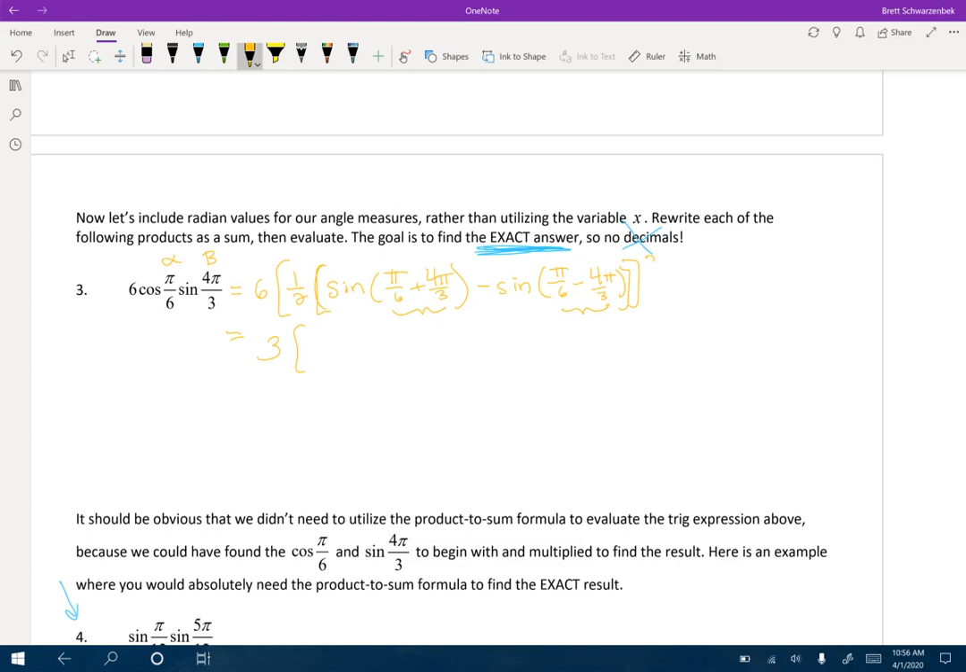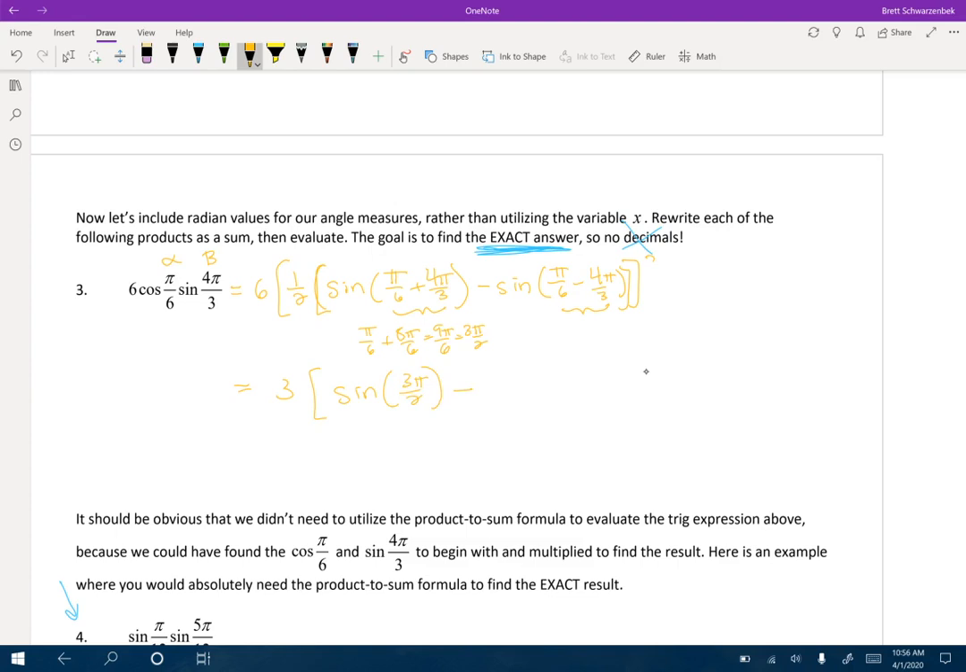So just to be clear, let me do this real quick. Let me save some space for us. So we'll go down here, save some space. So pi over 6 plus 4 pi over 3 is the same as pi over 6 plus 8 pi over 6, which is 9 pi over 6. And if we reduce, we get 3 pi over 2. So that means we can change this to the sine of 3 pi over 2.